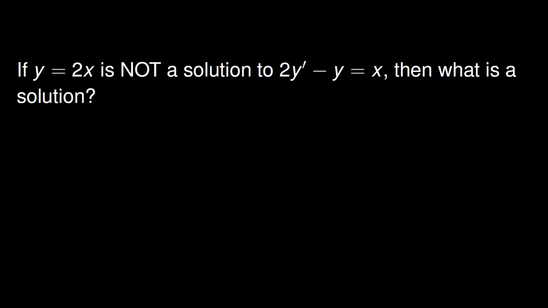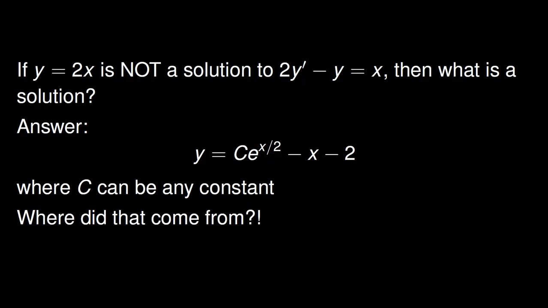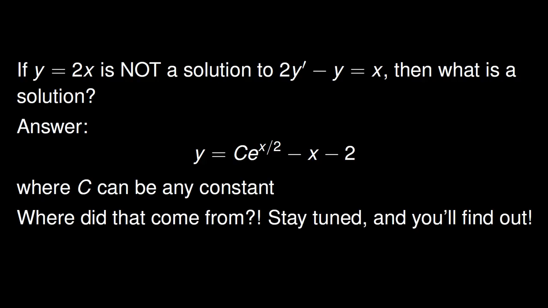So y equals 2x is not a solution, but what would be a solution to this differential equation, you might ask? And it turns out that there are not just one set of solutions, but a family of solutions, which is some constant times e to the x over 2 minus x minus 2. And you might be asking yourself, where the heck did this come from? Well, that's what differential equations is all about. Figuring out solutions, namely functions who make differential equations equal on both sides on an open interval.